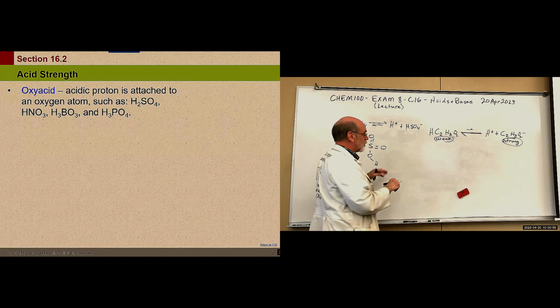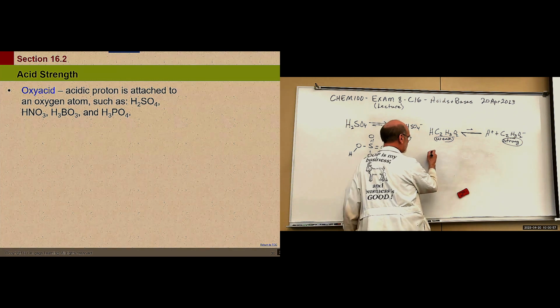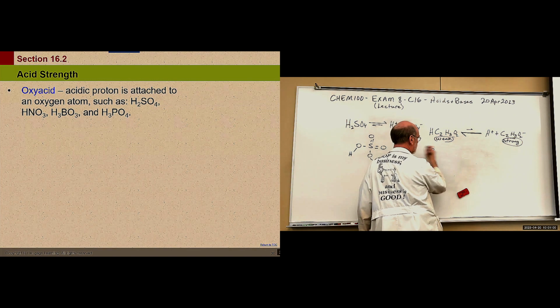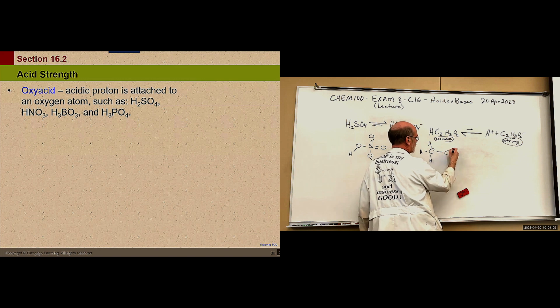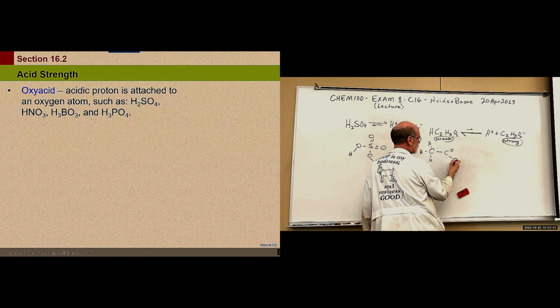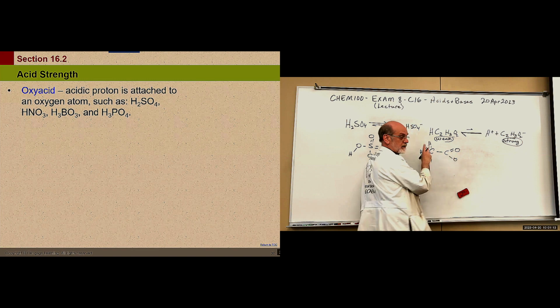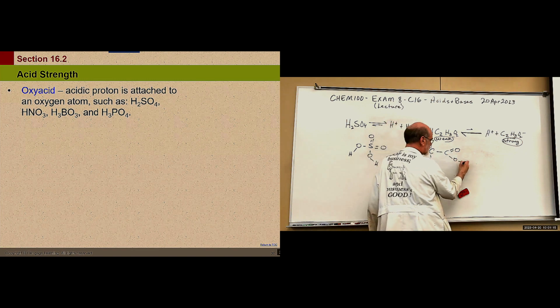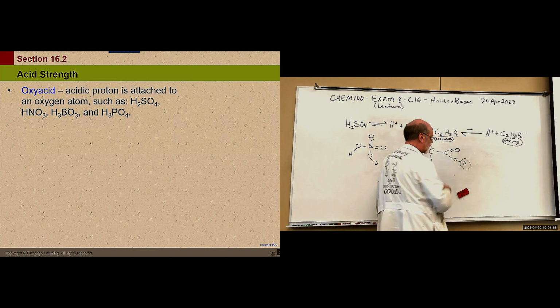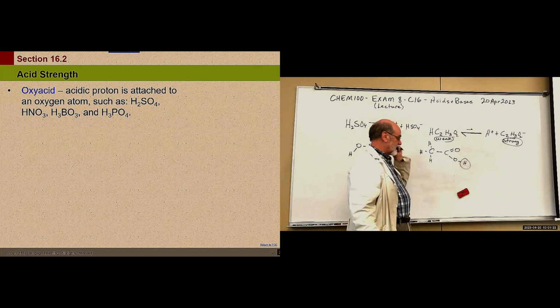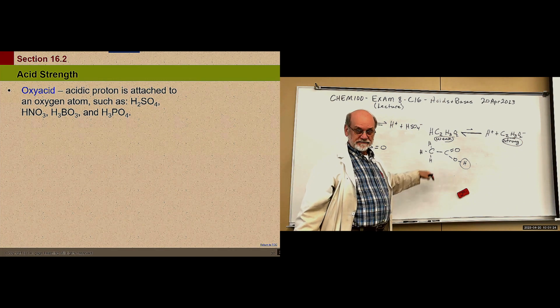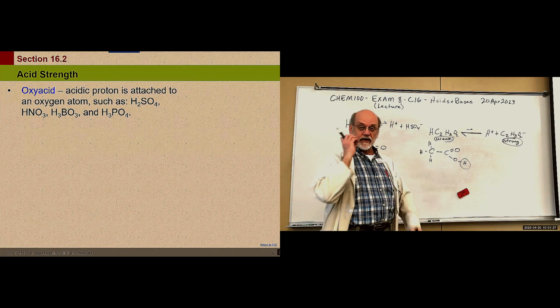We can do the same thing for acetic acid. Carbon, we have hydrogens here, those 3 hydrogens. Then we have this carbon, and this carbon has 2 oxygens attached to it. One of them is a carbonyl, or double bonded oxygen, and the other one has the hydrogen. This is the one that is responsible for that. This is also an oxyacid. And there are other examples there on the slide.